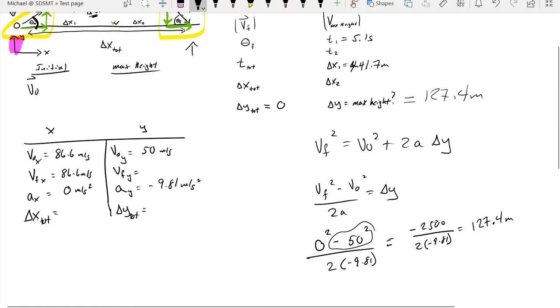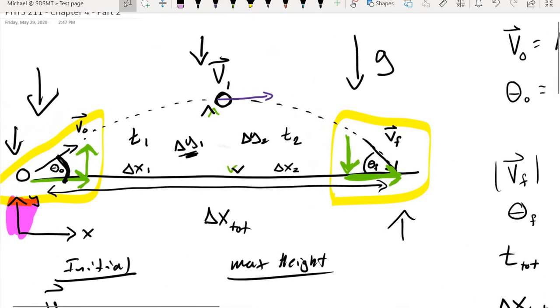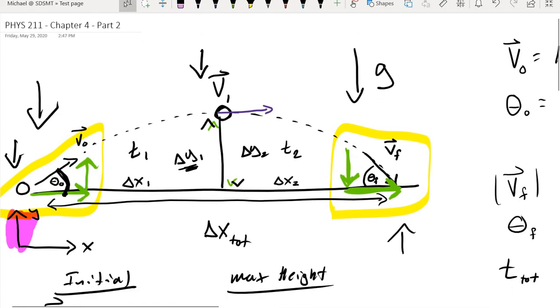along the y direction. Now, looking at this picture, the path that I've drawn for this cannonball does look very symmetric, which is why we would be very tempted to say things like the first half and the second half. Well, if things truly are symmetric, then what does that mean? Does it mean that delta x1 and delta x2 are the same? Does it mean that time 1 and time 2 are the same?